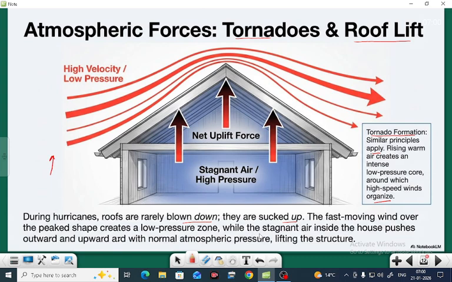While the stagnant air inside the house pushes outward and upward, and with the normal atmospheric pressure lifting the structure, it blows out. So this is the atmospheric forces in case of tornadoes and roof lift. The roof lifts upward in this case according to Bernoulli's principle.